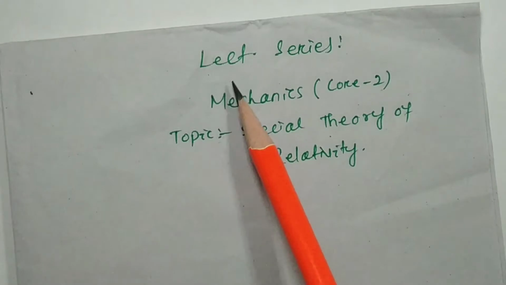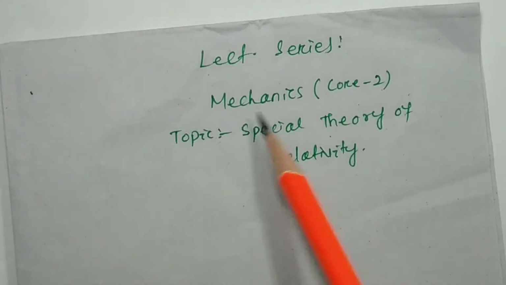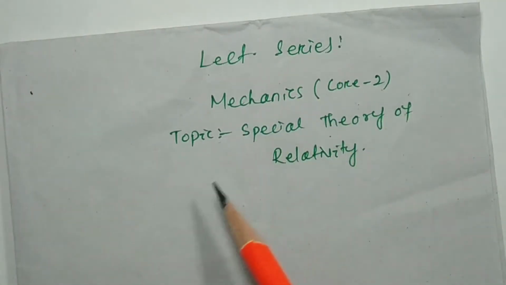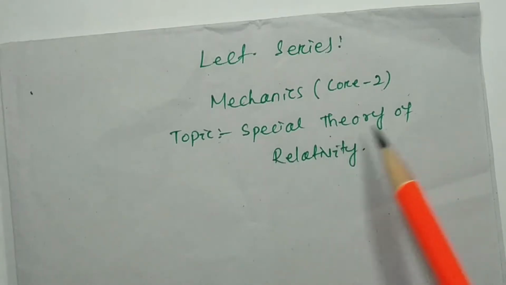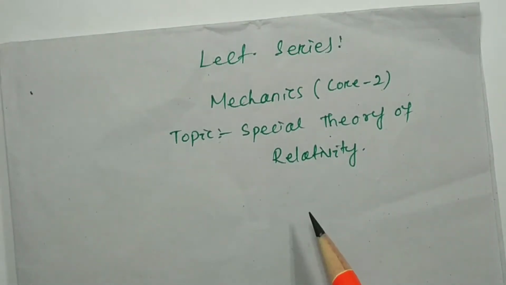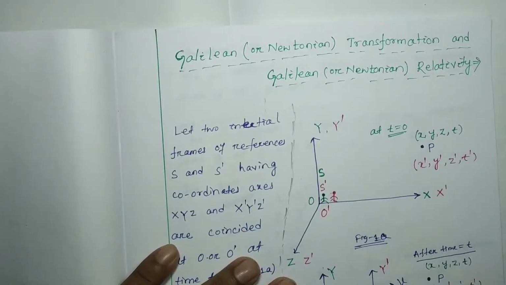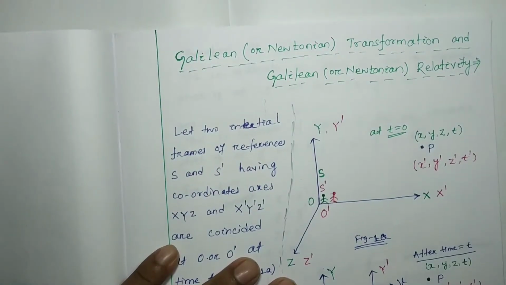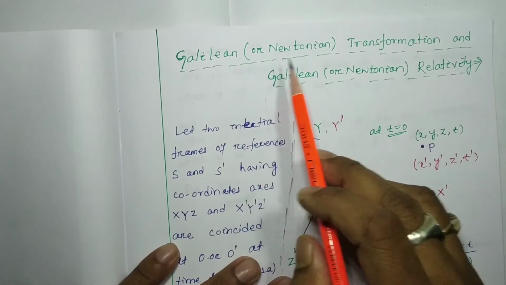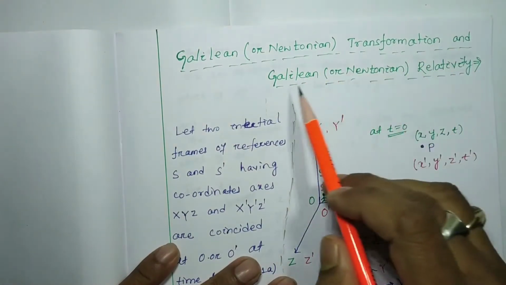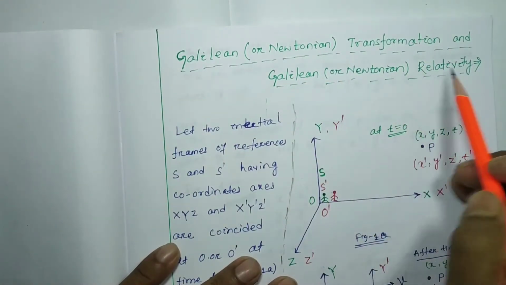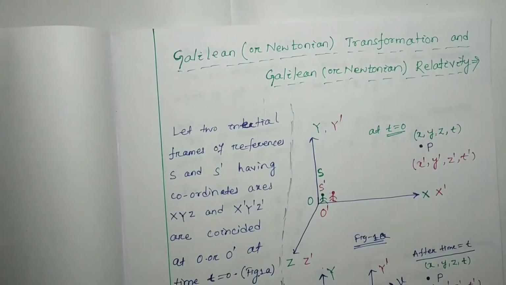I welcome you all to our lecture series on mechanics, that is your core paper 2. The topic is special theory of relativity. In today's lecture we are going to discuss Galilean or Newtonian transformation and Galilean relativity or Newtonian relativity.